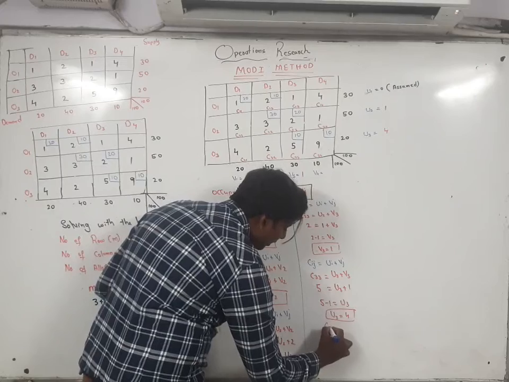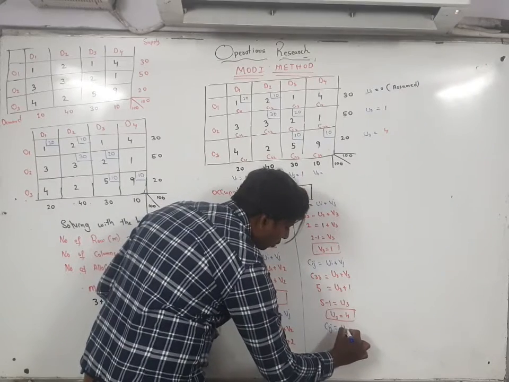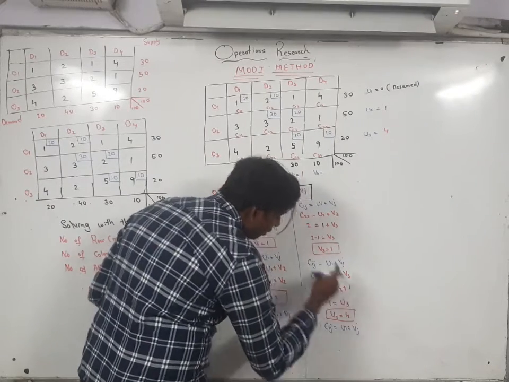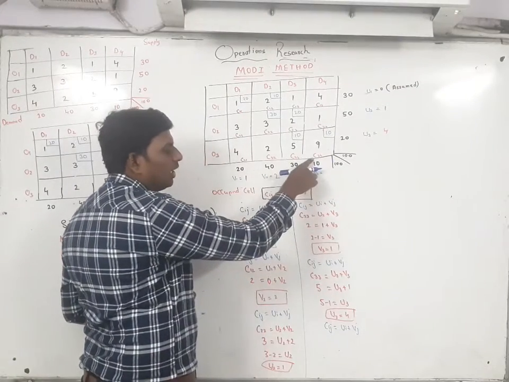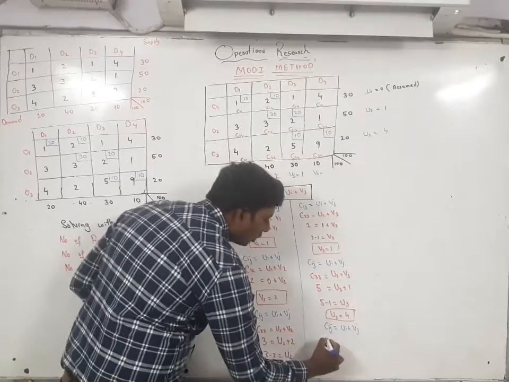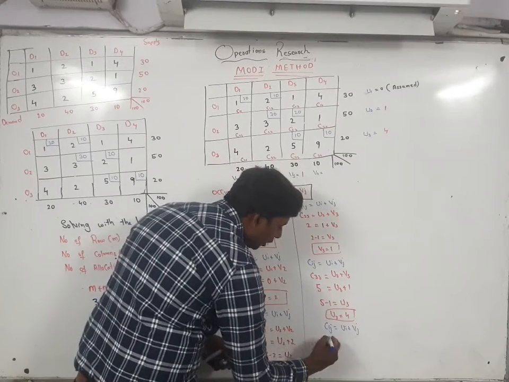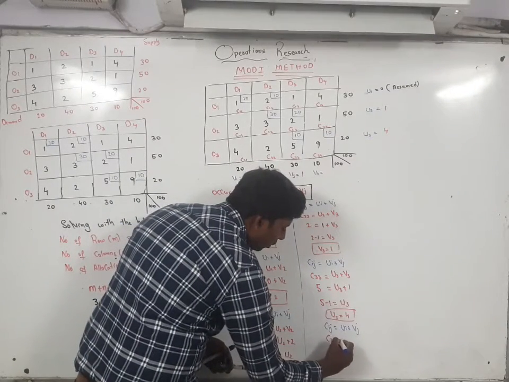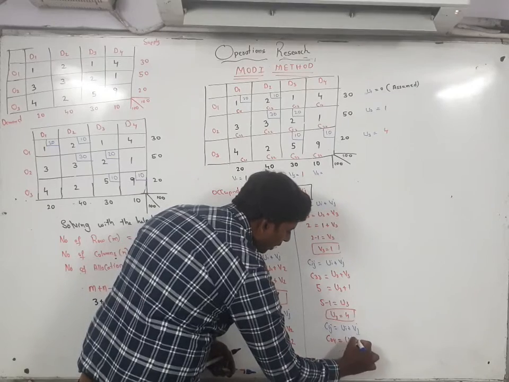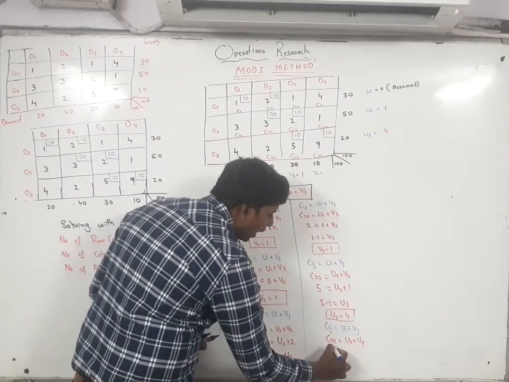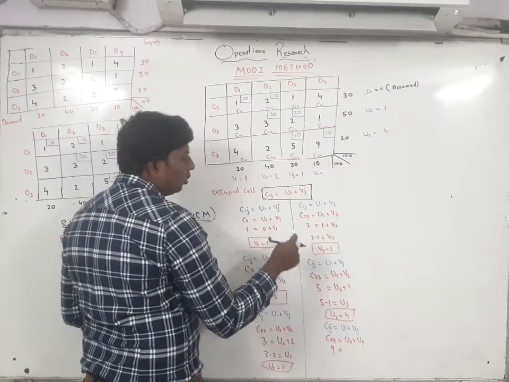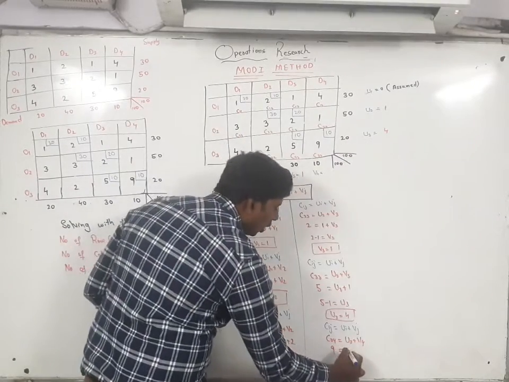Next one is the last one. For occupied cell, Cij is equal to ui plus vj. Last occupied cell, what is the name of the cell? C34. So here you can write C34, U3 plus V4. C34, how much value is there here? 9 is equal to U3 plus V4. U3 value you just got, how much is that?